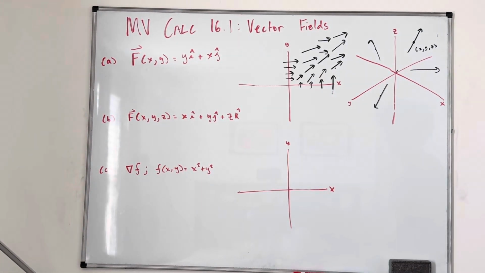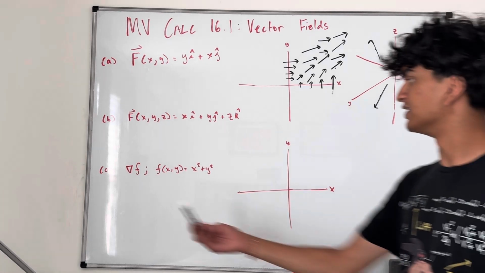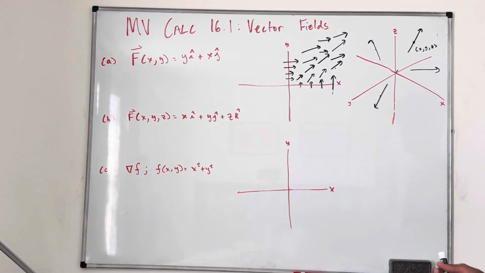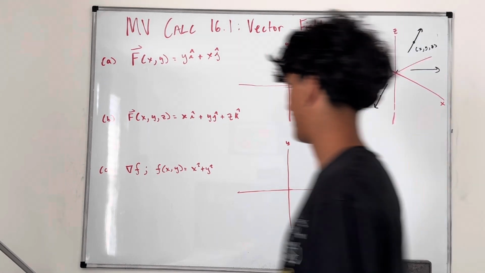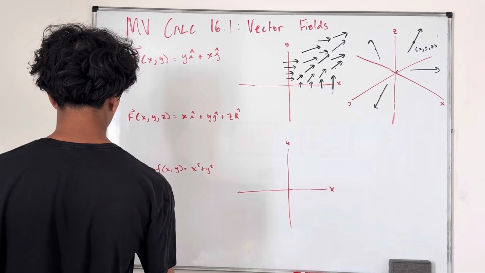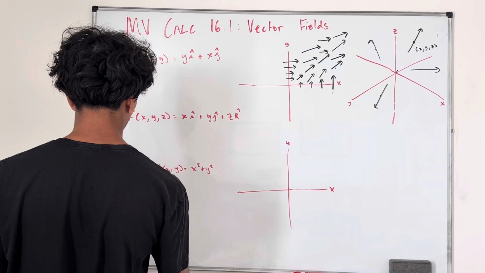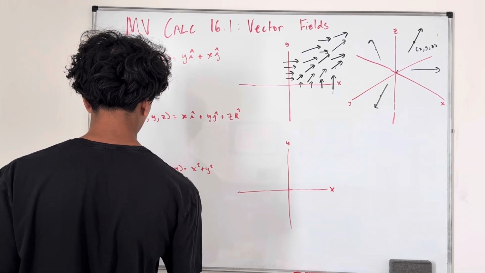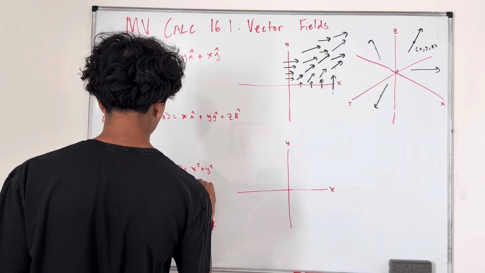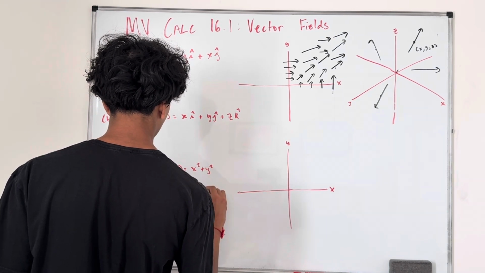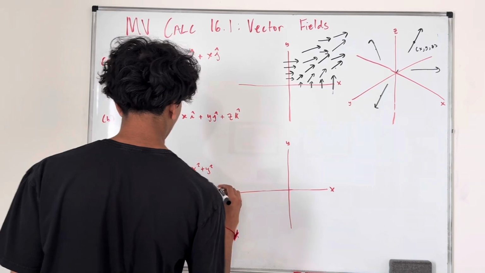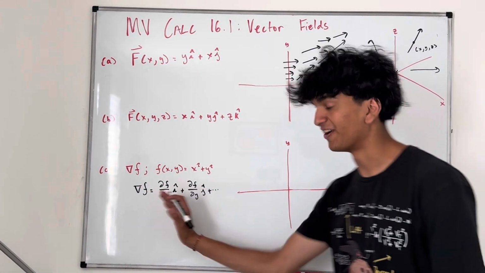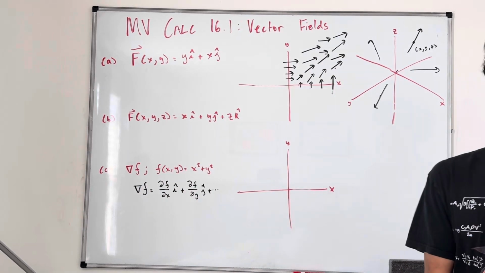Now for a last example, what if you want to graph the gradient? We've talked about the gradient before, and as a refresher, the gradient of any function, gradient f, is just a vector with the x component being partial f, partial x, and the y component being partial f, partial y, and so on for however many variables the function has. This is just a vector field. We call it the gradient vector field.